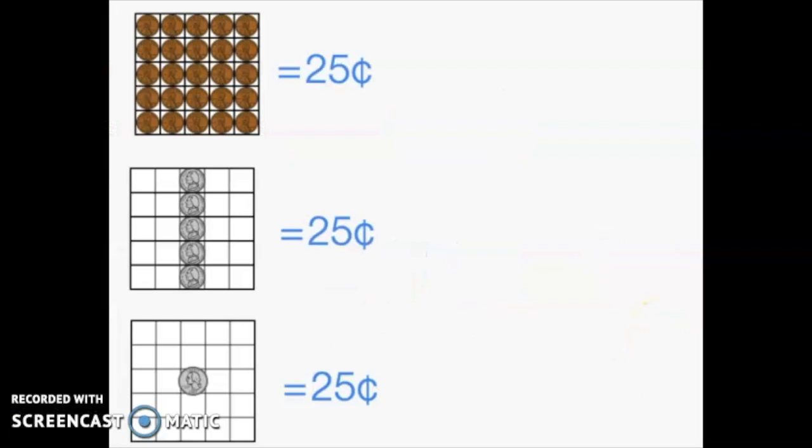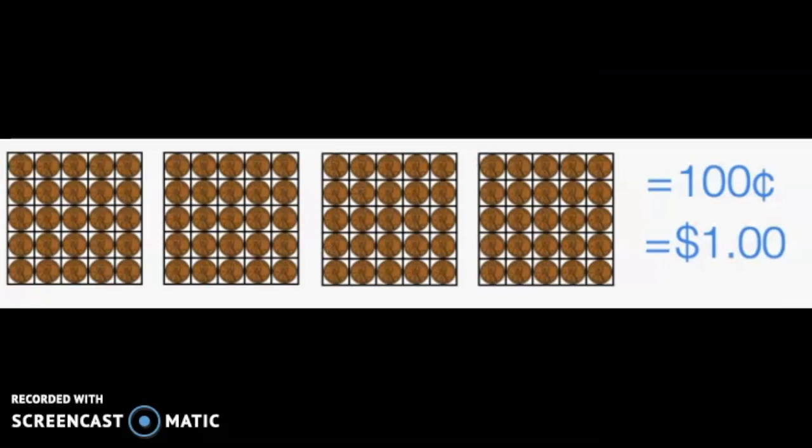Same thing goes when we talk about 25 cents. 25 pennies equals 25 cents. 5 nickels equals 25 cents. And 1 quarter equals 25 cents. When numbers get bigger, it's still the same concept. When we talk about a dollar, it can be 100 pennies, which is 100 cents, or it can be $1.